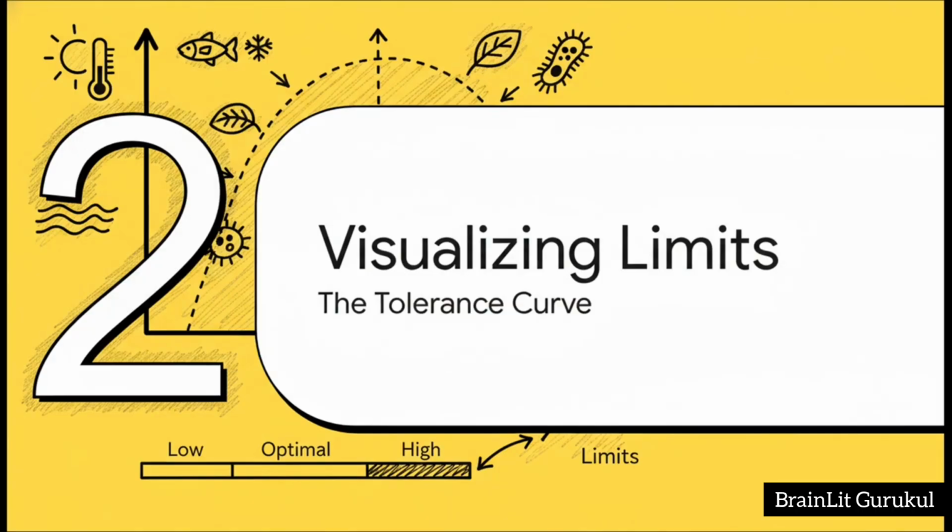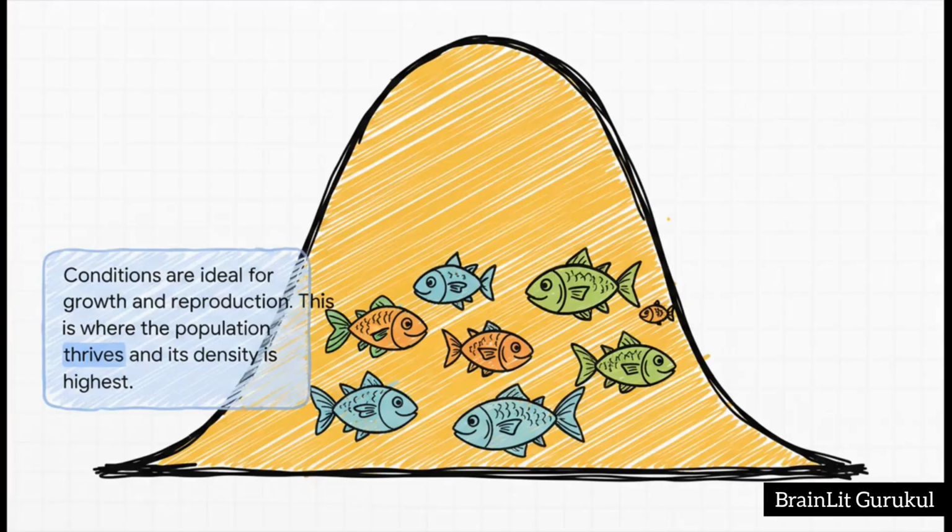So, how do we actually visualize these limits? Well, ecologists have this simple but incredibly useful tool for it. It's a graph, and it's called the tolerance curve. Right in the middle of this graph, you've got the sweet spot. We call it the optimum zone. This is where conditions are absolutely perfect. The organism isn't just getting by, it's thriving.